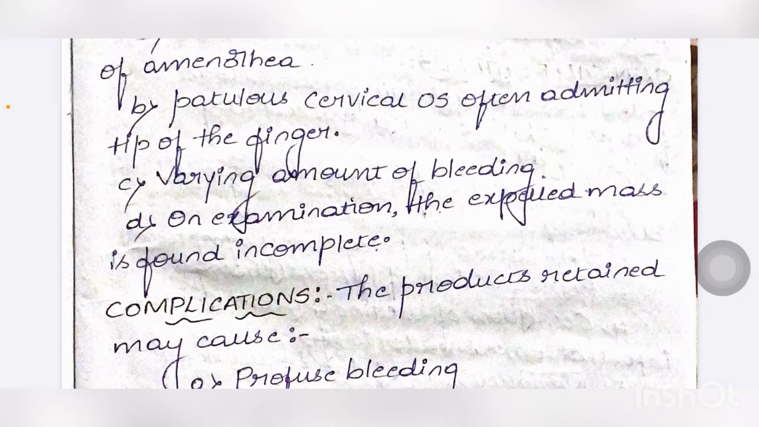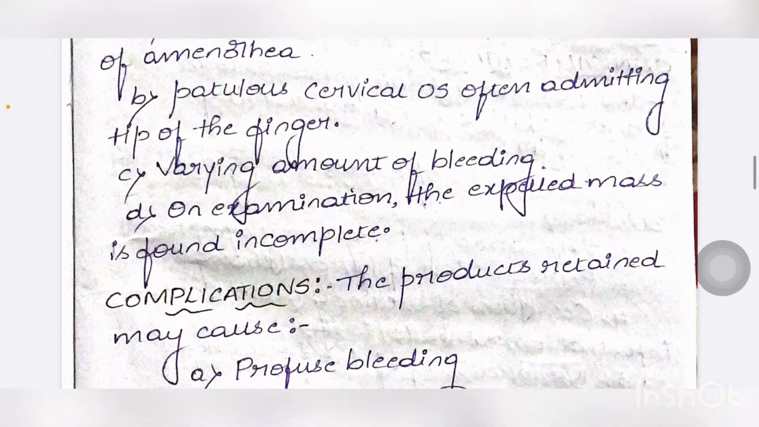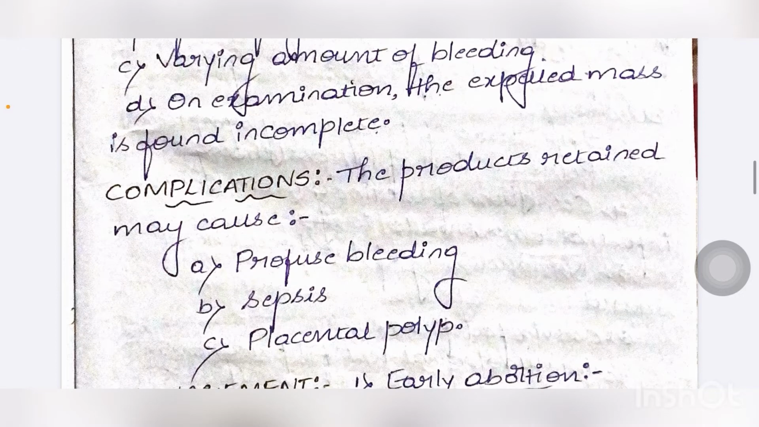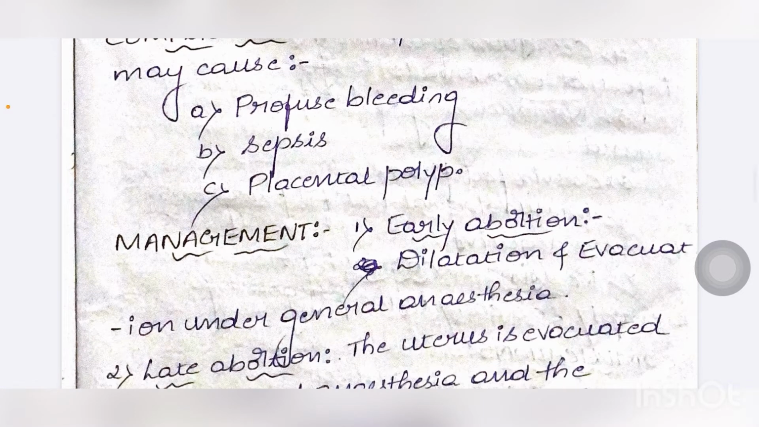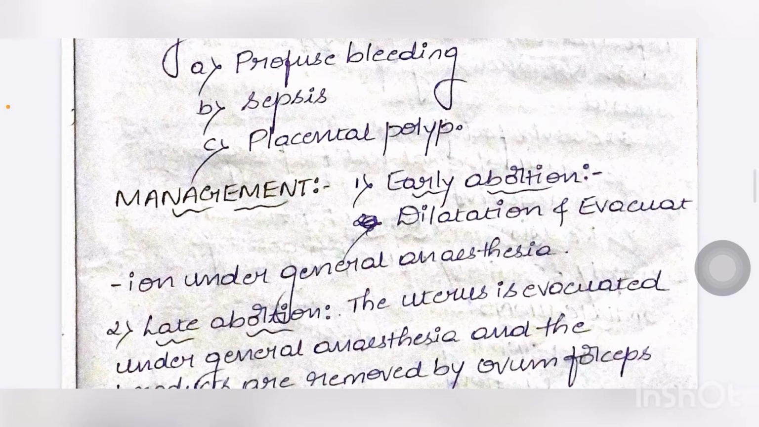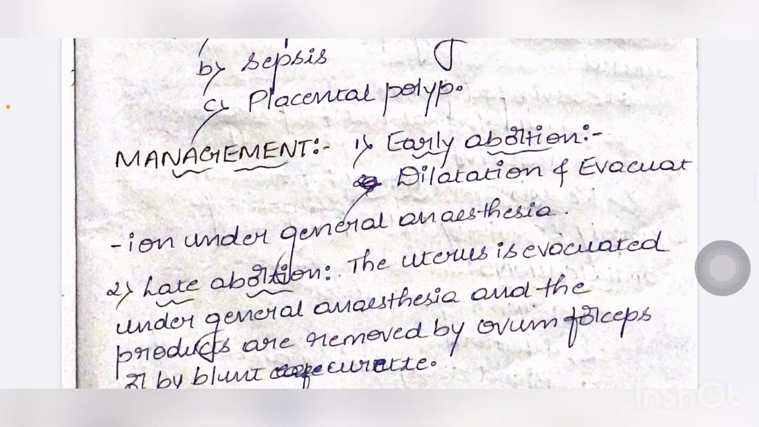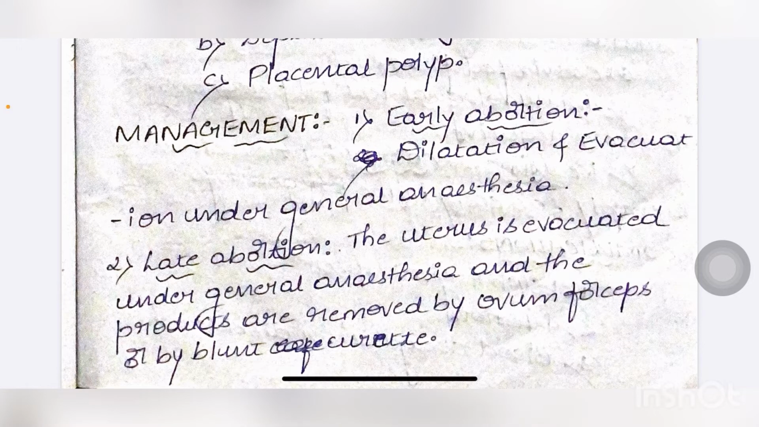What are the complications of incomplete abortion? The retained products may cause profuse bleeding, sepsis, placental polyp, etc. What is the management of incomplete abortion? First, in early abortion, dilatation and evacuation under general anesthesia. In late abortion, the uterus is evacuated under general anesthesia and the products are removed by ovum forceps or by blunt curette.